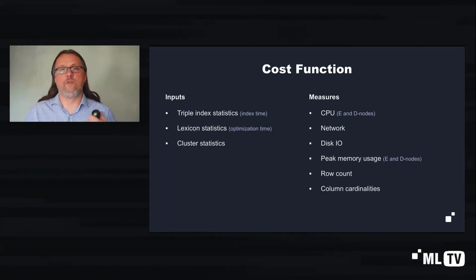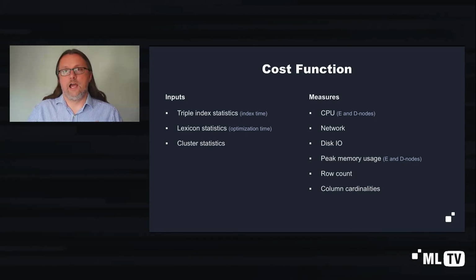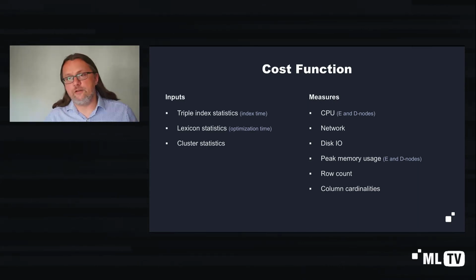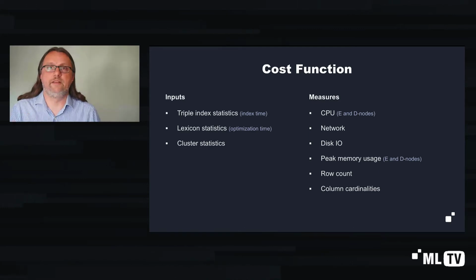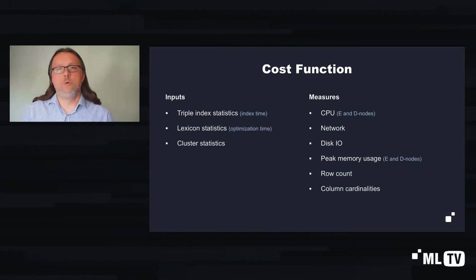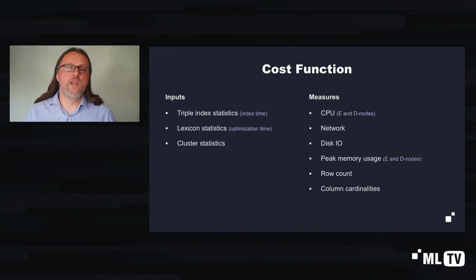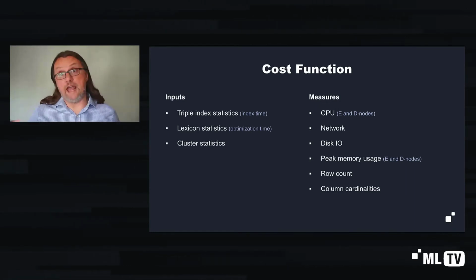And also we have a number of things that we measure in the cost function. So we will measure CPU time effectively, both on the E node and the D node, because we have things that are executing on both places. We will measure the amount of network that we're using, how big the messages are that we're sending over the network. We'll measure disk I/O on the D nodes and how much we need to pull up off of disk. We keep track also of peak memory usage, both on the E node and the D nodes.